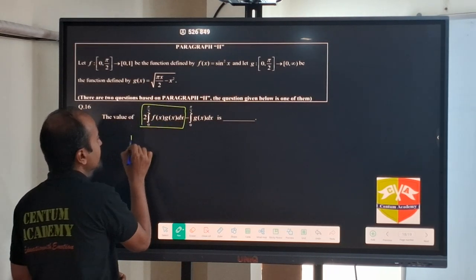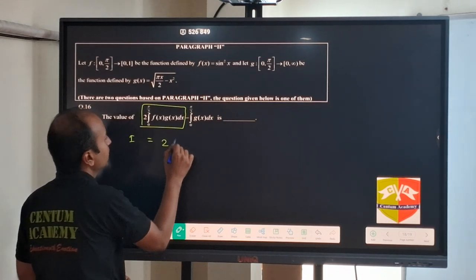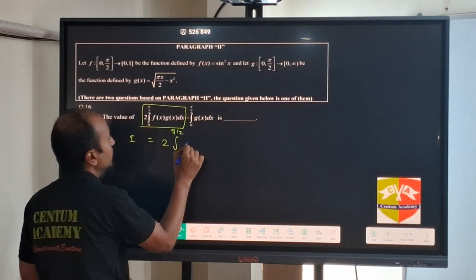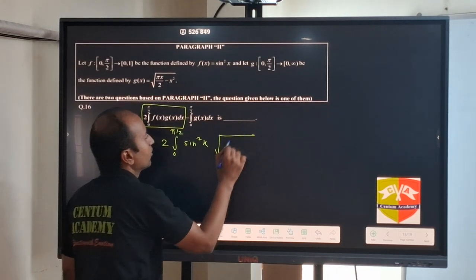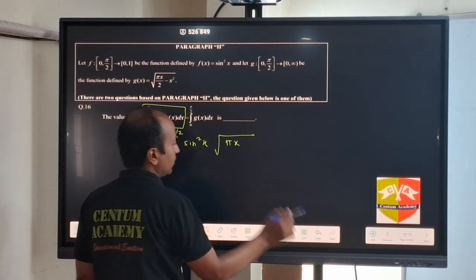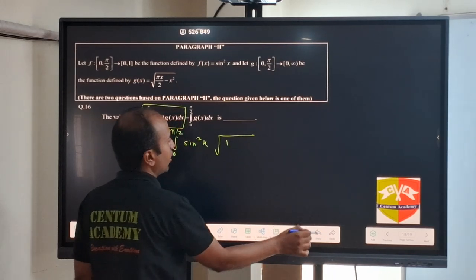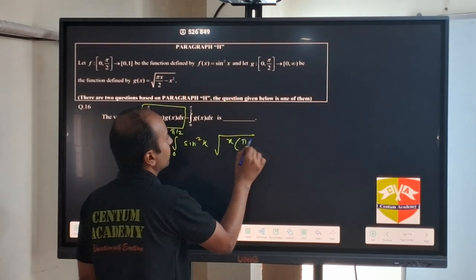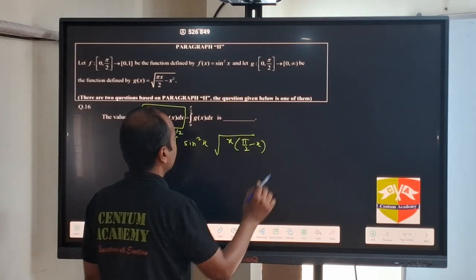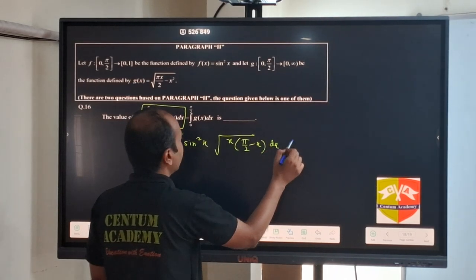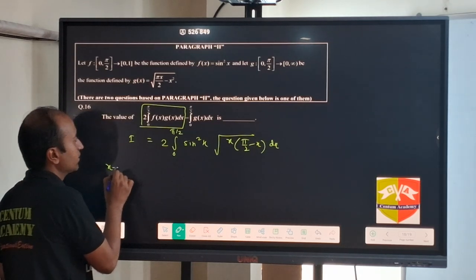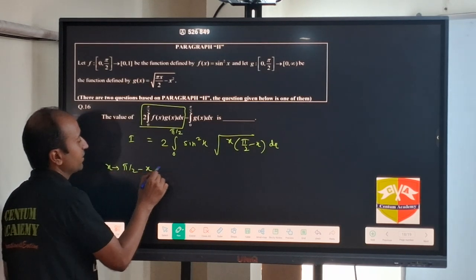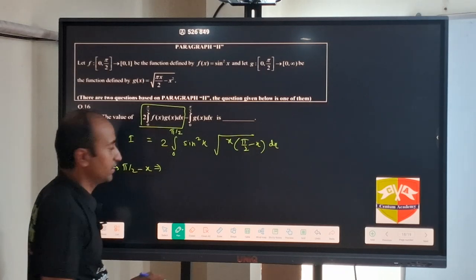What is this integral? This integral I is equal to 2 times the integral from 0 to pi by 2. What is f(x)? f(x) is sine square x. What is g(x)? Root of pi x minus x square. Let me do one thing. Let me take x common from these terms. What will remain is pi by 2 minus x dx, and this whole thing is I. Now let me apply King's rule, which is I can replace x with pi by 2 minus x, and by doing this the integral doesn't change, the integral remains the same.